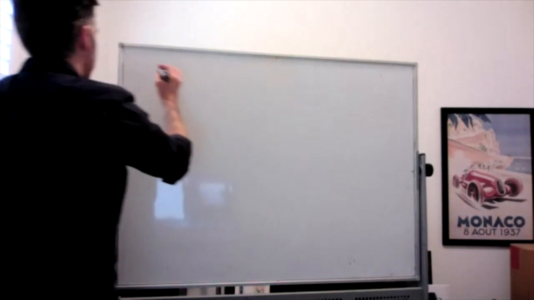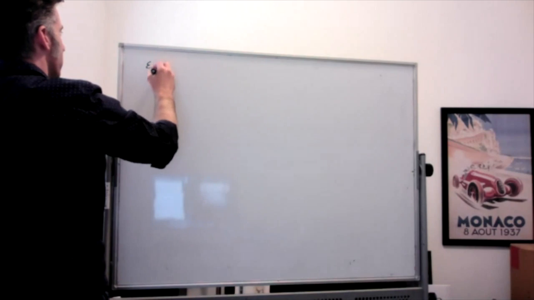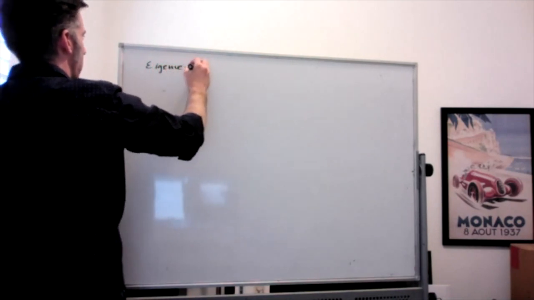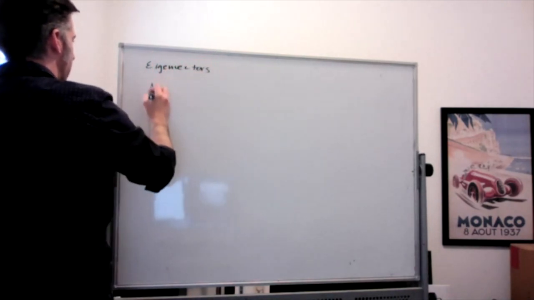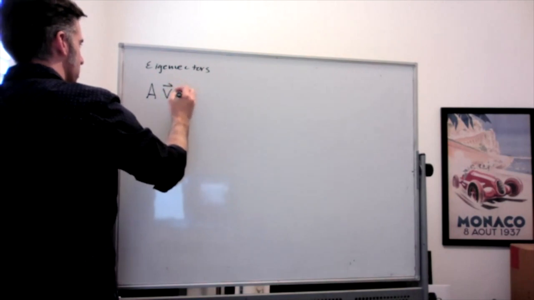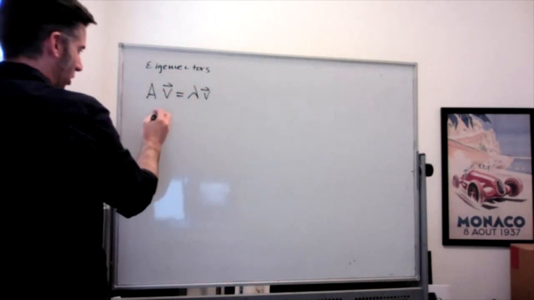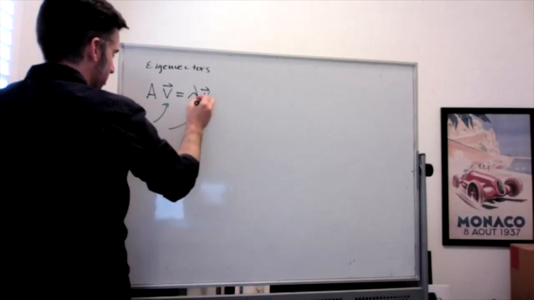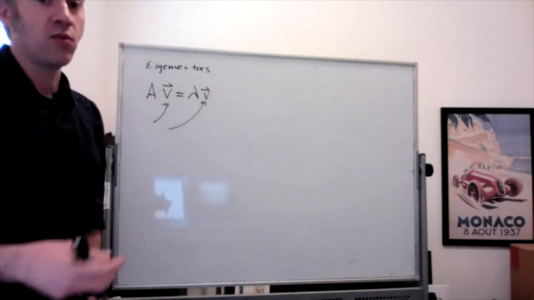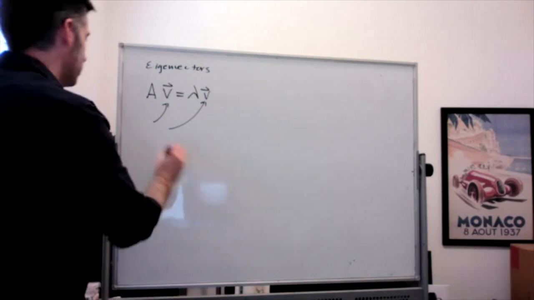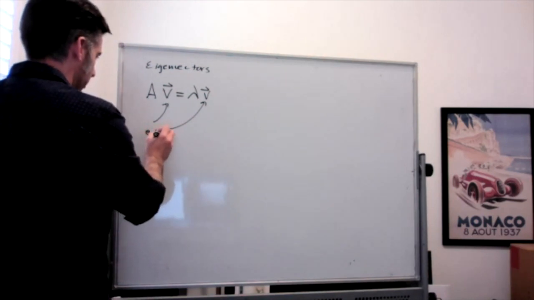So right, to find the eigenvectors, we are going to say I want to solve A times V equal to lambda times V. The eigenvectors are the V's. We know the matrix A, we know the values of lambda. So your eigenvector is a vector.